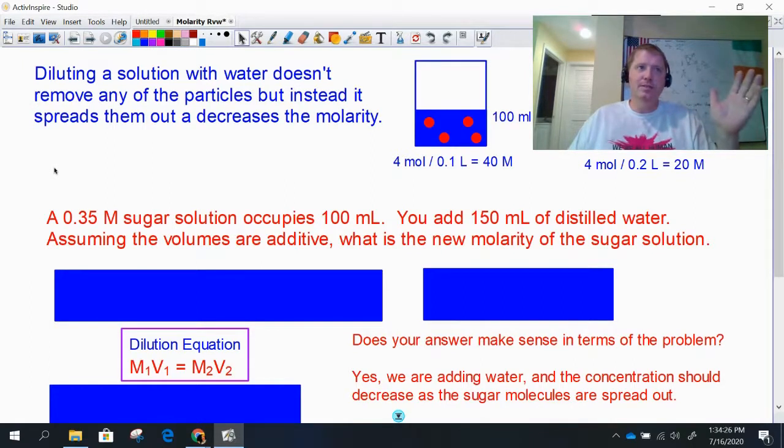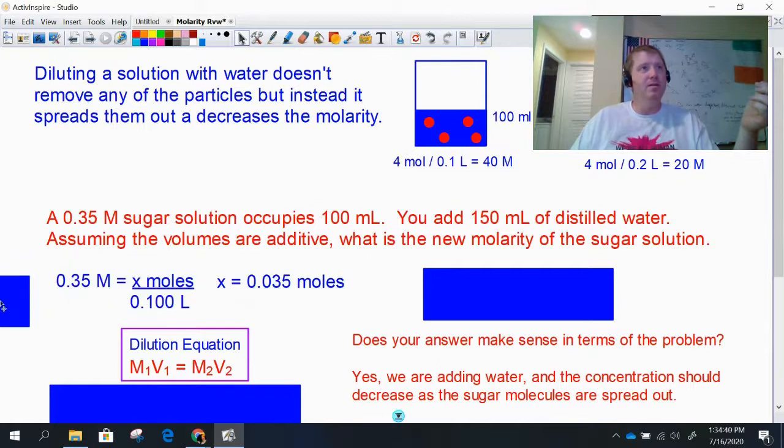Well, there's 2 ways to do this. I'm going to go through one way and then go through the other way. So the first way is you've got to figure out how many moles you have. I have 100 milliliters. I have 0.35 molar. I don't know the moles, but I know the volume, and so I solve for the moles. This is how many moles are in this initial solution before it gets diluted.